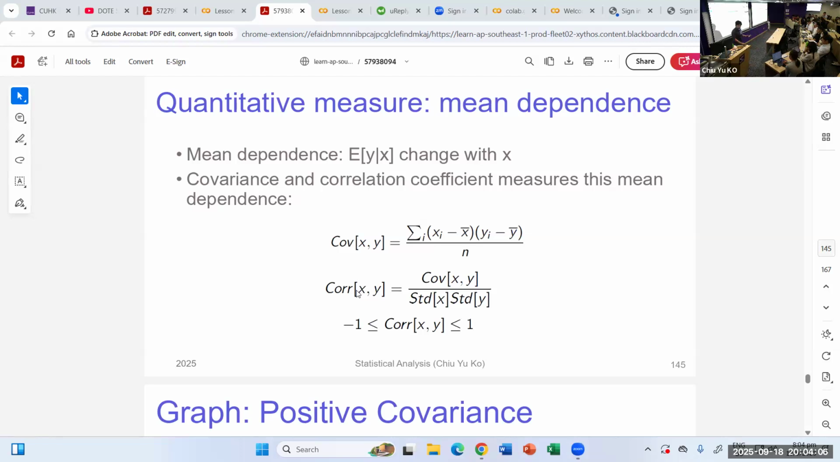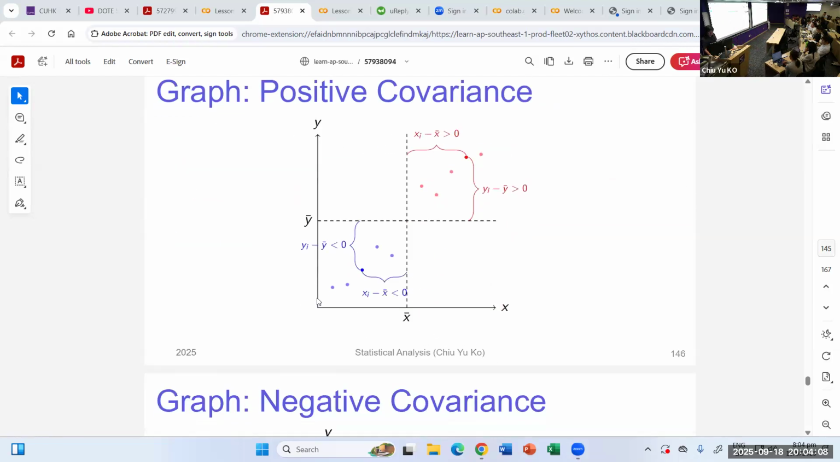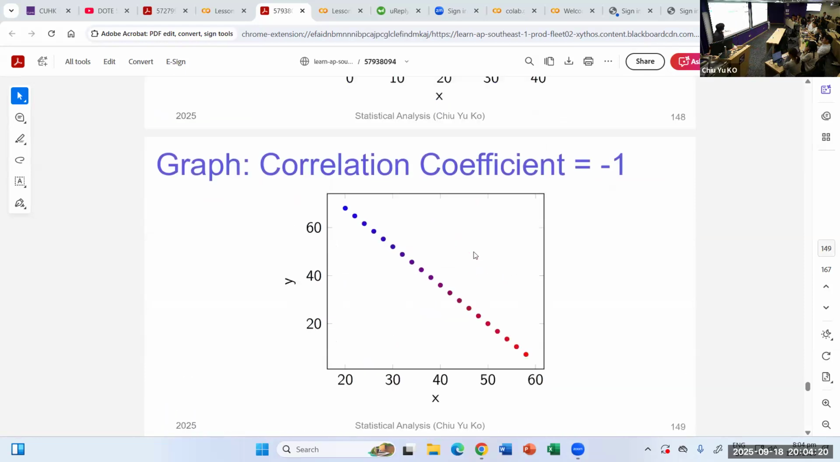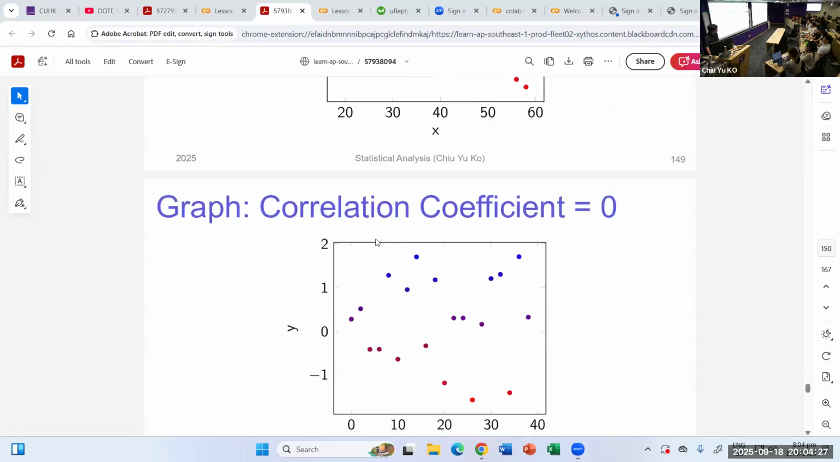So let me show you the graph to stick the picture in your head. When you see 1, the points will be nicely on the same line, all lined up very nicely. If negative 1, they are also very nicely on a line. And if it's 0, it means this looks okay, this seems okay, you can't say it's positive or negative. It can be anything, so it's nothing.